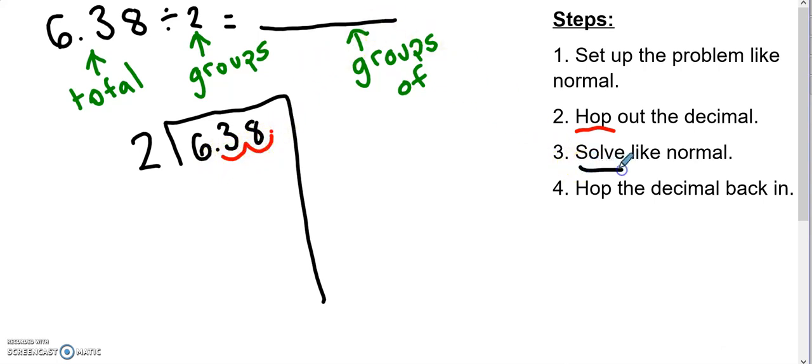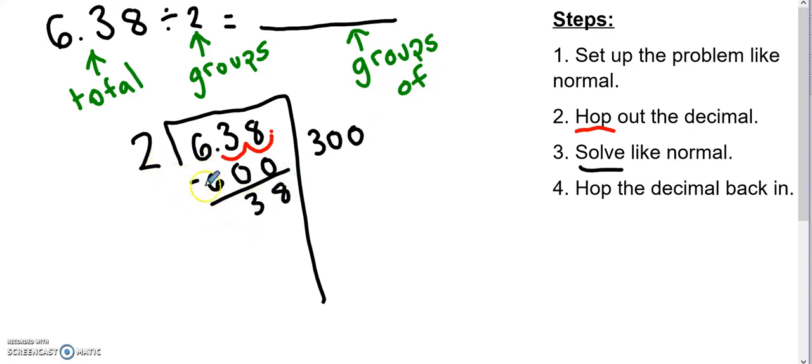Next, I'm just going to solve it like I would any normal standard algorithm problem. So I'm going to ask myself, how many times can 2 go into that 6 right there? Well, I know that it can go into it 3 times because 3 times 2 is 6. And then I'm going to add those 2 zeros. So this is really a 300. I'm going to subtract it out, and I'm going to get 38 left.